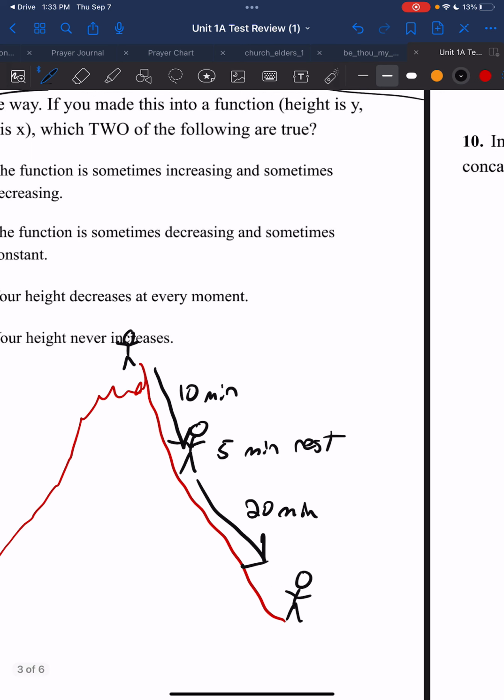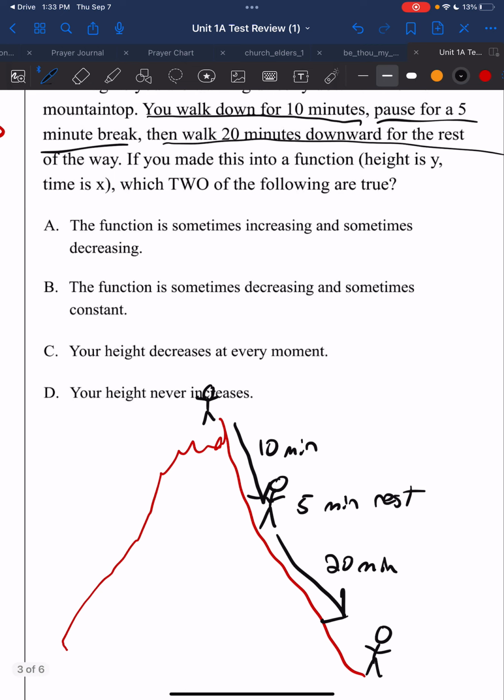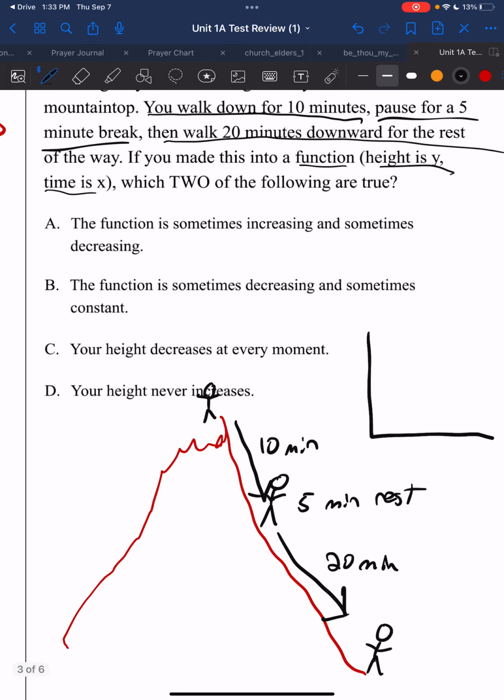Okay. So now let's put that in a graph to make it make more sense. You don't have to, but I think it makes it a lot more helpful. If you made this into a function, the height is y, time is x, so we'd have height over time. In this case, look at me on top of the mountain. I haven't moved when I'm here in yellow. I'm at the top of the mountain, so I'm as high as I'll possibly go.